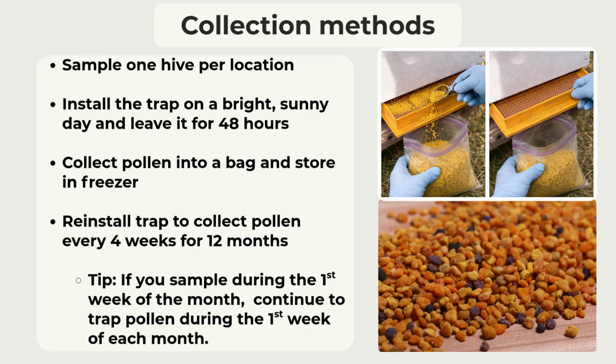Before installing the trap, make sure you have all the materials you need ready and available. For trap-based sampling, we ask that one hive be sampled per apiary. The trap should be installed on a bright, sunny day and left in place for 48 hours. After the collection period, the pollen should be transferred into a labeled Ziploc bag. This process will be repeated every 4 weeks for 12 months.